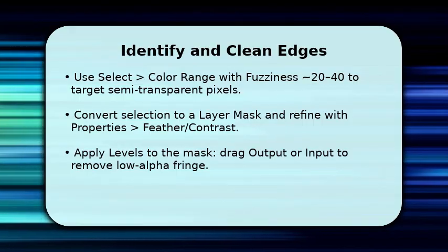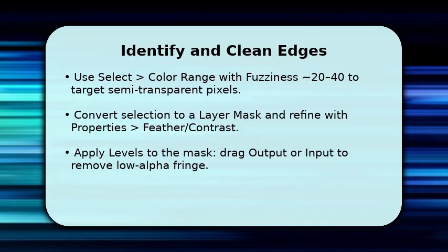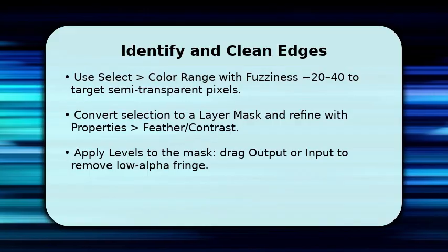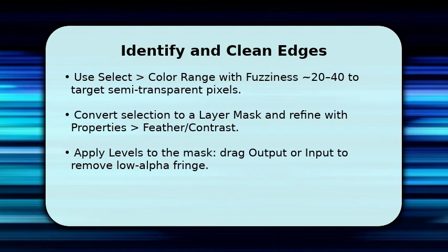From the Properties panel, use Mask Edge or simply adjust feather and contrast to tighten the mask. Then apply a levels adjustment directly to the mask. Pushing the shadow slider right removes faint alpha, while moving output whitens reclaimed edges for a clean transition.